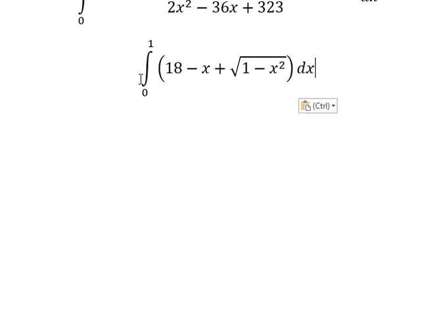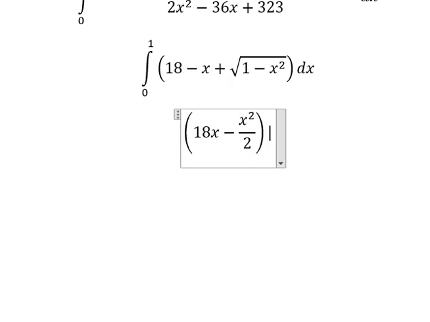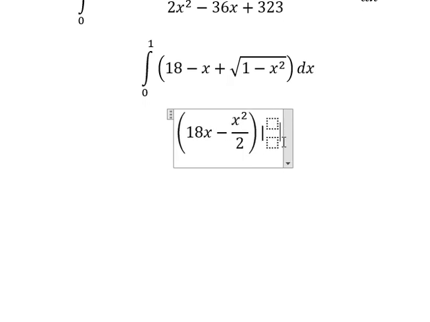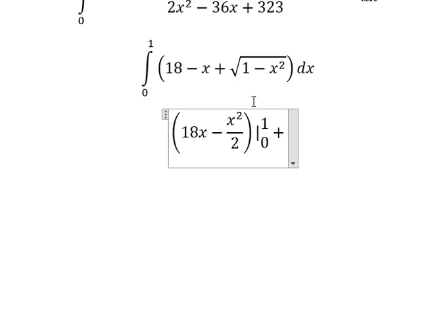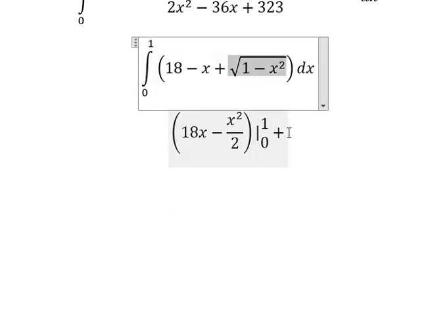Now the integration of 18, we have 18x. The next one is about x squared over number 2, and we put the bounds from 0 to number 1. Now we just have only this one.